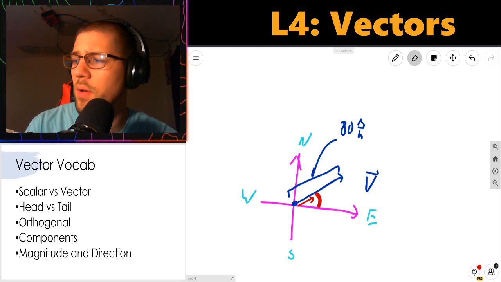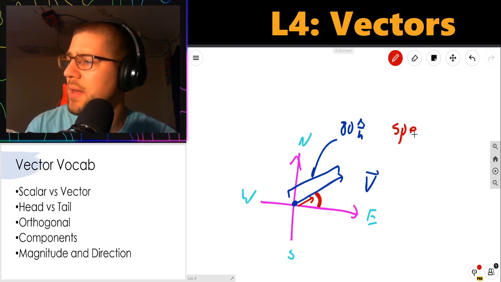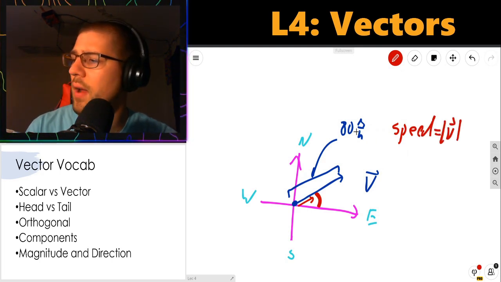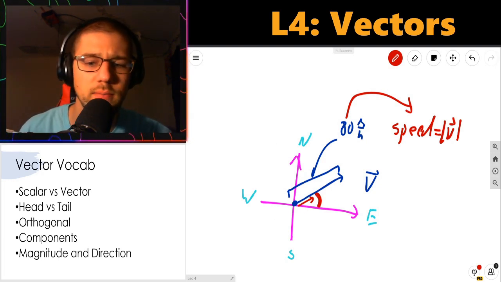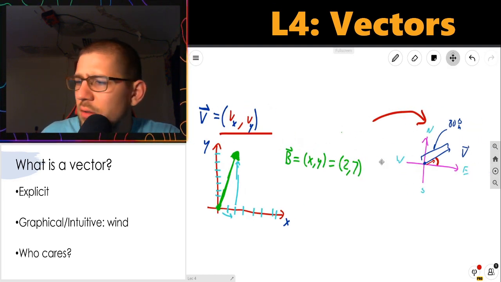So this vector is always called velocity. The speed is always the magnitude of velocity. So here, this vector has a speed of 80 miles an hour. The velocity is given by this vector. It includes the direction.